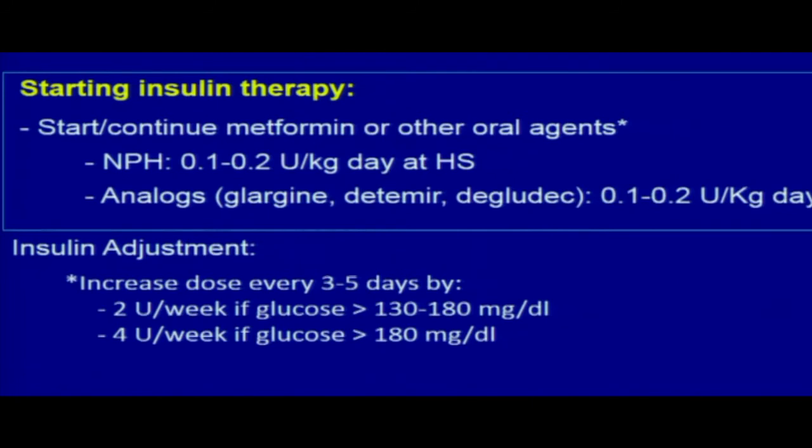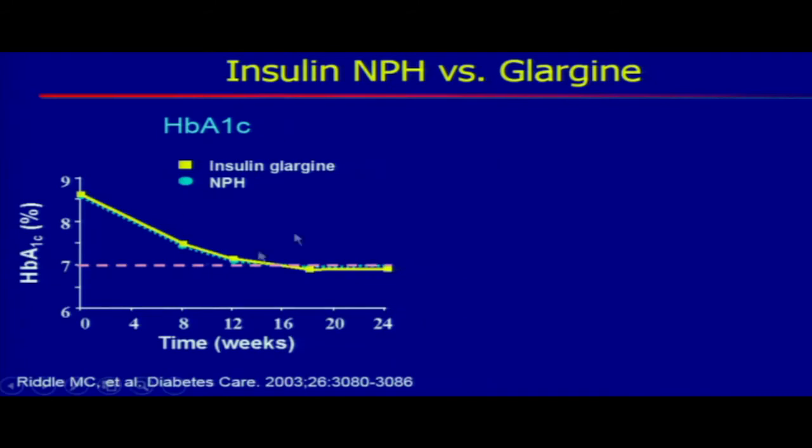You need more than that. The average insulin requirement is somewhere around 40 units in a patient with diabetes on top of the oral agents. So the second question is, should I use the cheap one or the most expensive one? That's right. Which is better? So NPH 1950, Glargine year 2000.